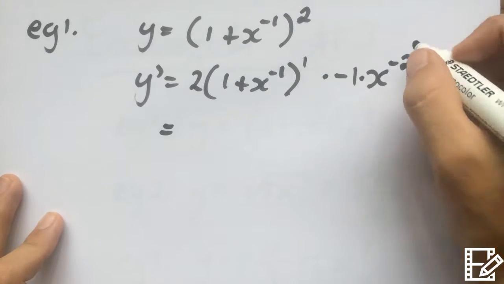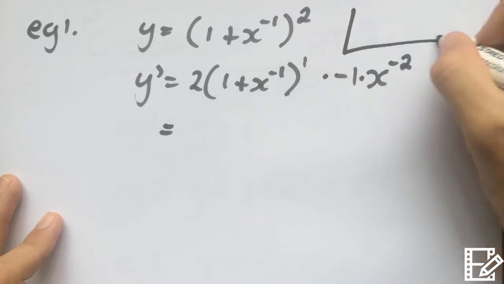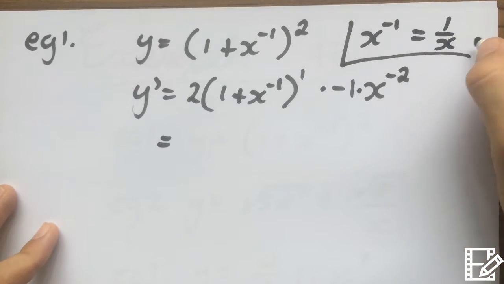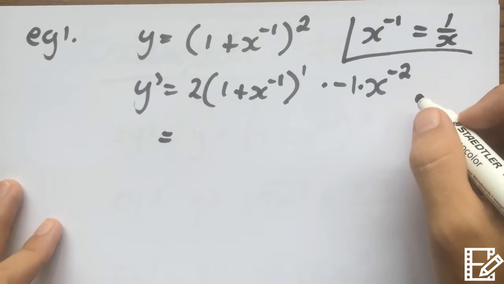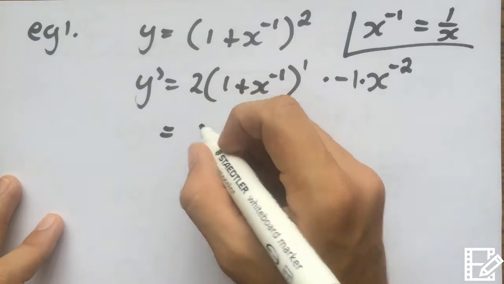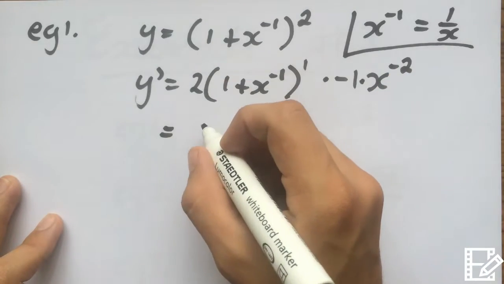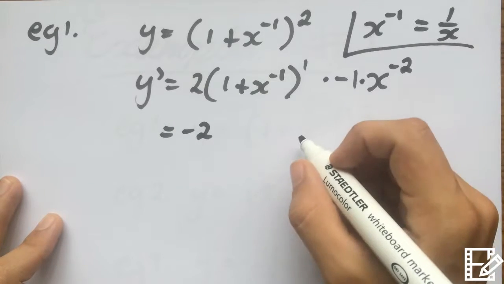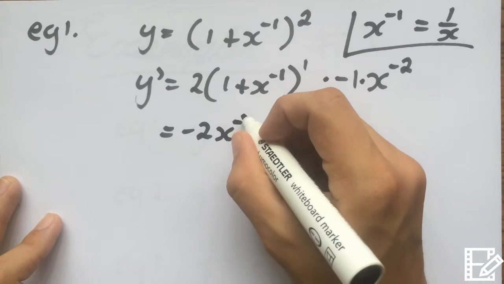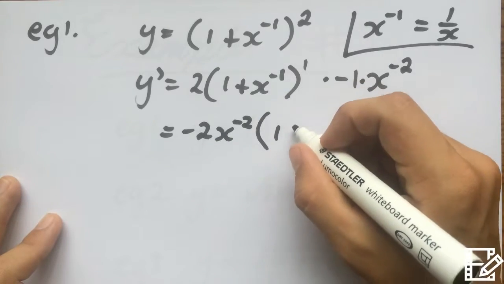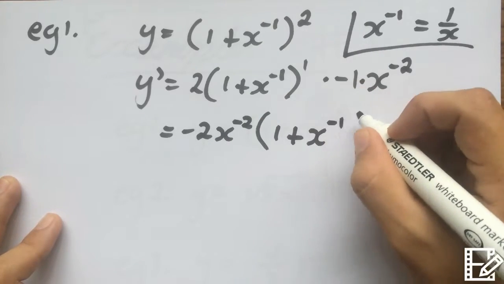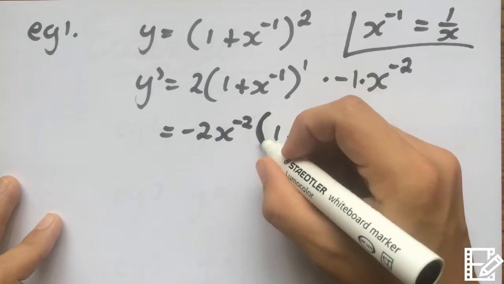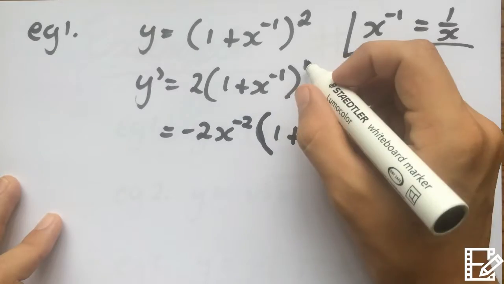For those who don't know, I'll write it up here. X to the power of negative 1 equals 1 over x. So I will use this when simplifying it later. So I'll multiply the negative 1 onto the 2. And then I'll multiply the x to the power of negative 2. And then just fill this in. I won't write to the power of 1 because it's already to the power of 1, so I don't need to write that.